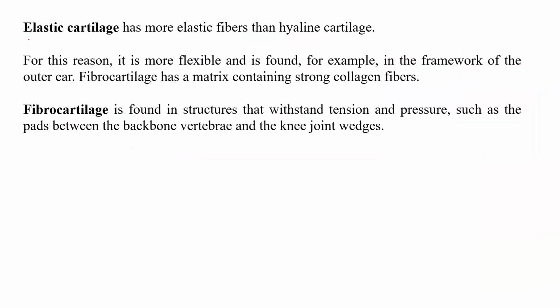The next type of cartilage is the elastic cartilage. As the name suggests, it has more elastic fibers than the hyaline cartilage, and therefore it has higher elasticity. That is, it has higher flexibility. So it is more flexible and is found, for example, in the framework of the outer ear, which is really flexible. In this, it is not the bone which is present, but the cartilage. For this reason, it is more flexible and is present in the outer region of the outer ear.